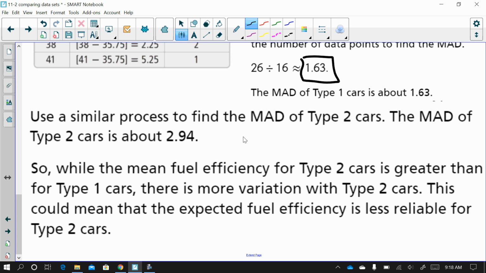When we're talking about MAD, we usually want our MAD to be smaller because that means there's less variance. It means they're clustered closer together. So while the mean fuel efficiency for type 2 cars is greater than type 1, there's more variation with type 2 cars. This could mean that the miles per gallon is less reliable for type 2 cars. So type 1, even though it might be lower, is going to be more reliable. That's where the MAD can help us calculate things.